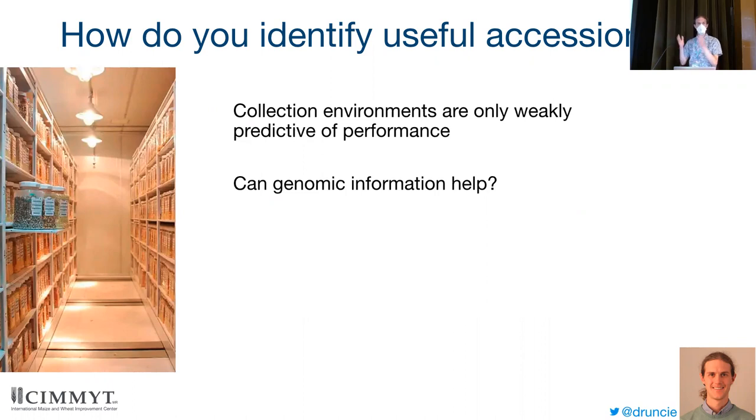So the next question is, can genomic information help? We can sequence genomic markers on many accessions, often cheaper than we can do dozens of field trials on them. So can we use this information to be able to more effectively select useful accessions?